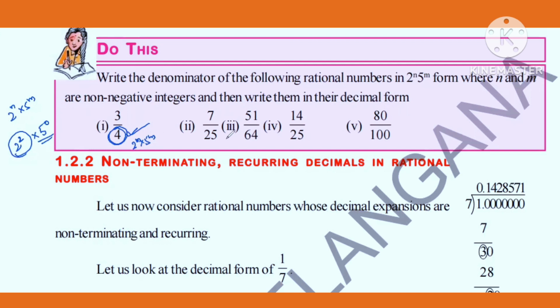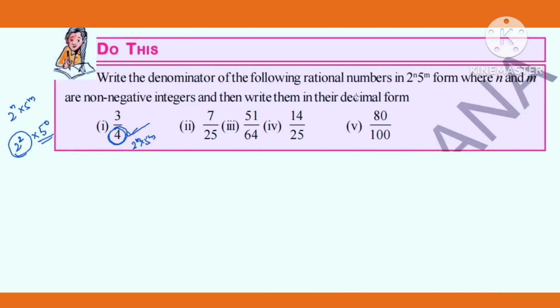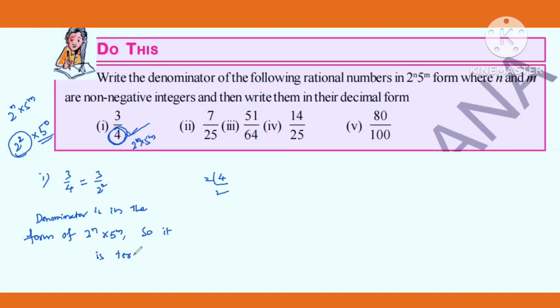Okay, so here, how do we do this problem? If the question is given, how do we write the answer? Let us see here. First of all, we have to take the fraction 3 by 4. Just take the denominator and write its prime factorization, we get 3 by 2 square. So here the denominator is in the form of 2 power n into 5 power m. So it is terminating. It is a terminating decimal. That's all.